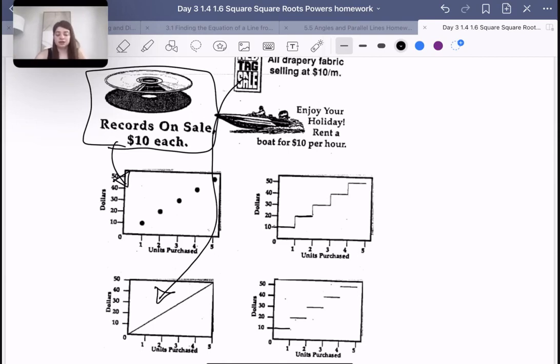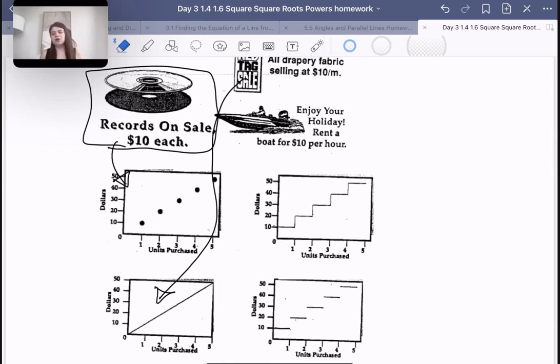Which, I mean, that's a pretty good deal to rent a boat for your holiday for only $10 an hour. But I guess that's not really the point of this, is it? However, this line doesn't really make a whole lot of sense. This extra space here, where it's 1 hour, would it be $10 or $20? It's kind of unclear. It could be anywhere from 10 to 20. And so that wouldn't make a lot of sense, right? Up to 1 hour should just be $10. And then 1 to 2 would be 2 hours, and so on.